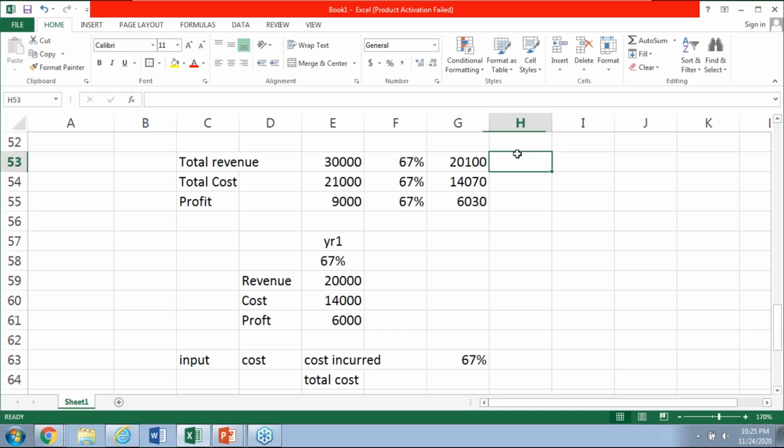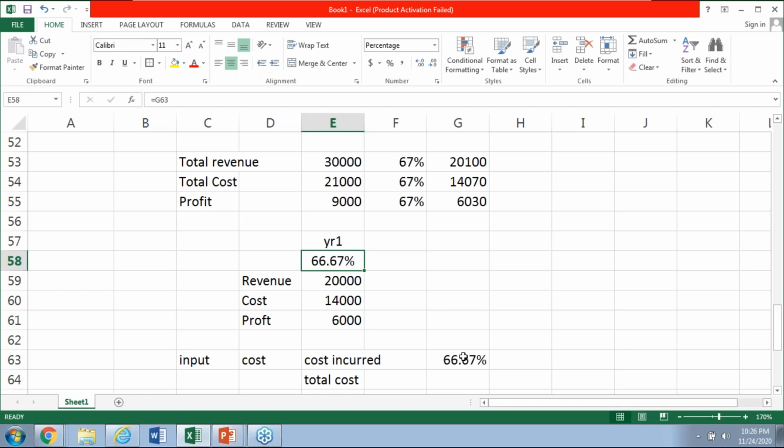Check this, that 67%, actually this percentage is not exactly 67%, it's actually 66.67%. So that's why the values are slightly different. Check this one again. When I take it to more than one decimal place, the actual percentage is not 67%, it is actually 66.67%.